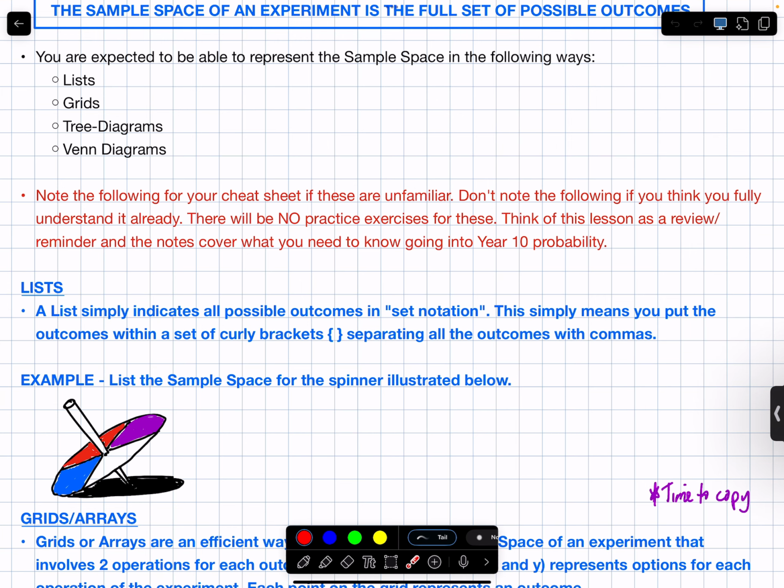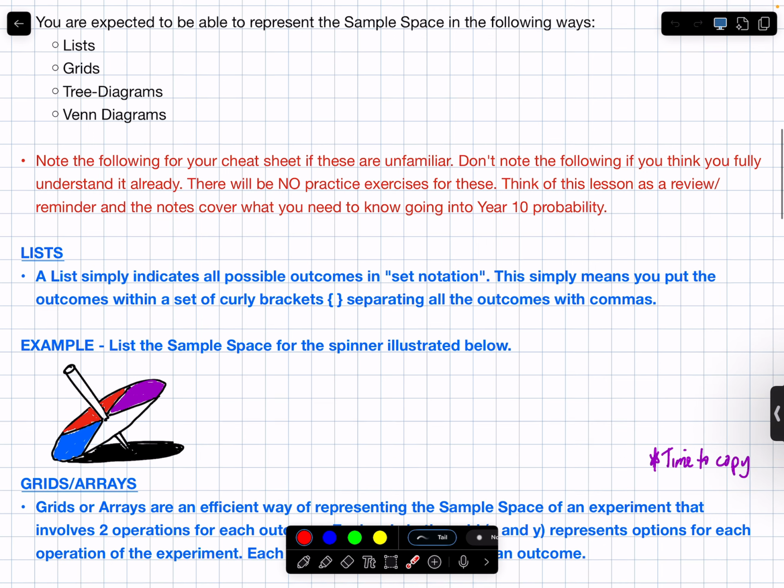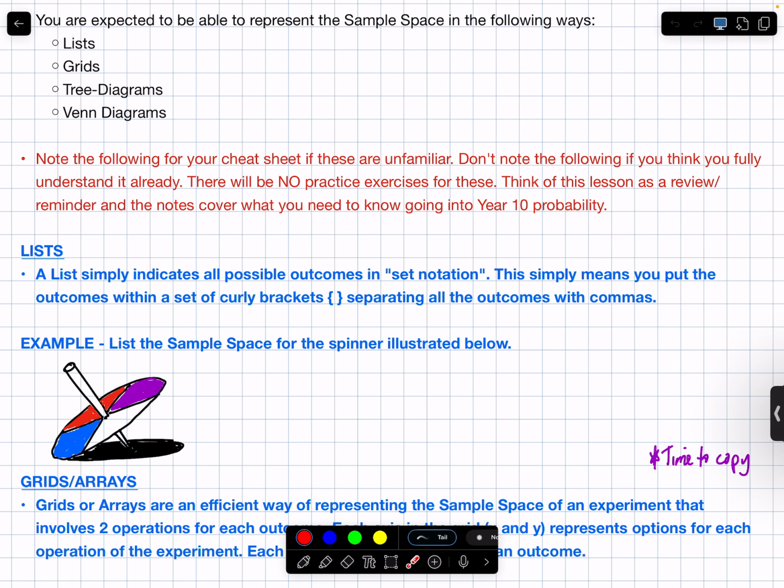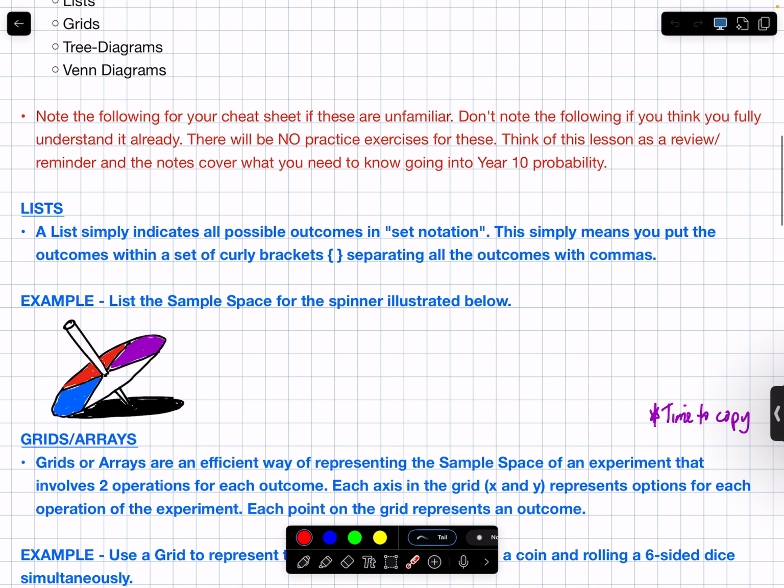So the first kind of sample space we'll go over is the idea of a list. A list indicates all possible outcomes in set notation. So what does that mean? You put all the outcomes within curly brackets and you separate all the outcomes with commas. I've drawn a diagram of a spinner here. Look, it's 3D. There's a shadow and everything. What are the possible outcomes of that spinner?